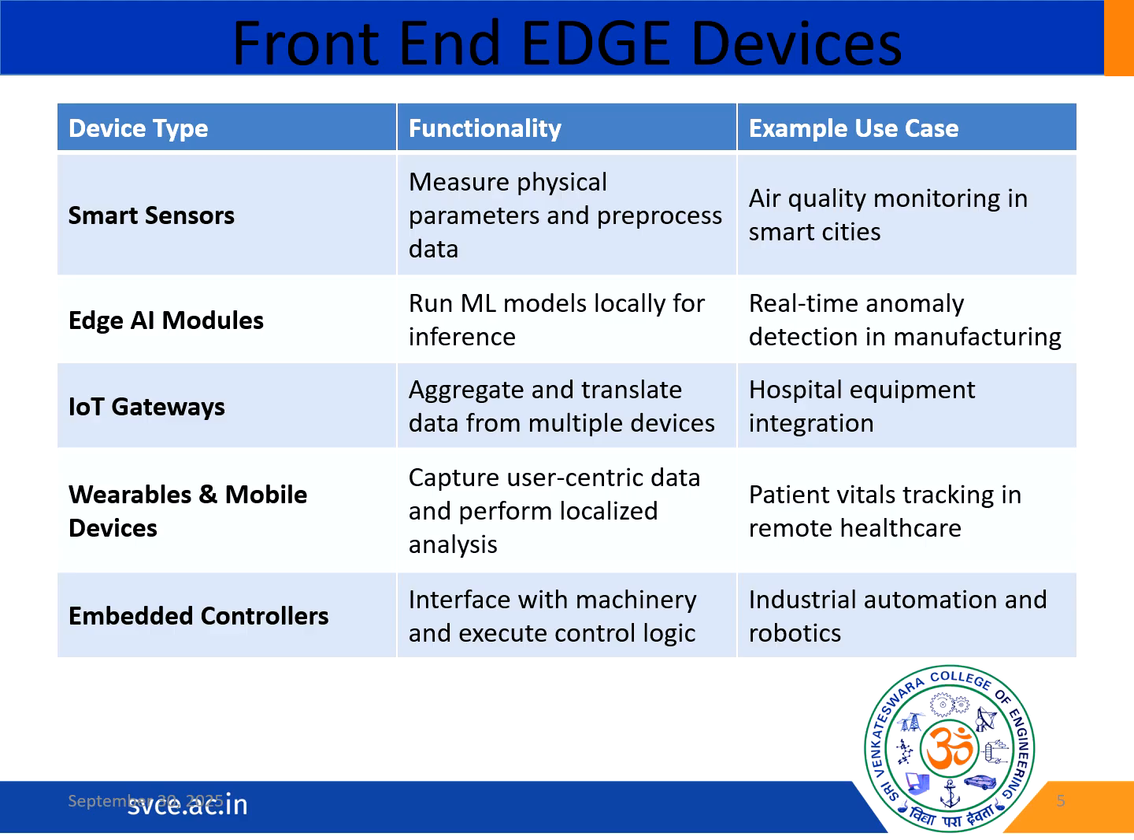So when you consider device types like smart sensors, we have some functionality like it can measure physical parameters and it can pre-process the data. So, for example, it can be used in air quality monitoring in smart cities. So, these are some device types, and we have other examples for front-end edge devices. We have edge AI modules. So, it can run machine learning models locally for inference, and applications like real-time anomaly detection in manufacturing are also possible by using edge AI modules.